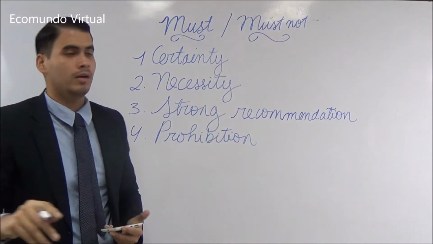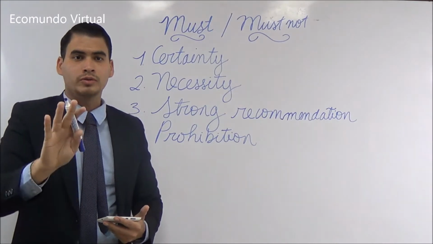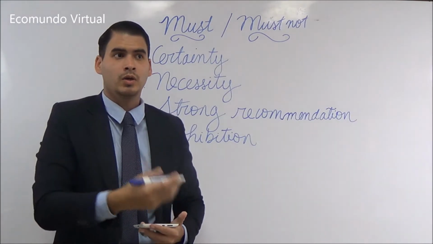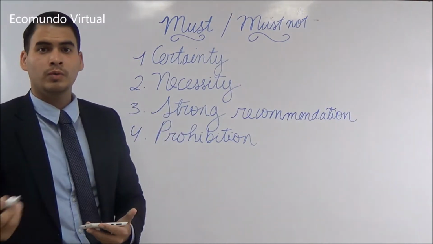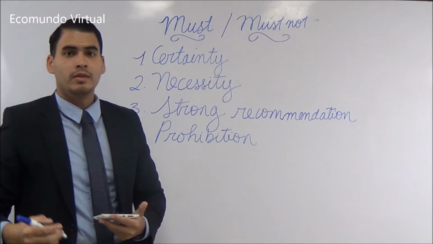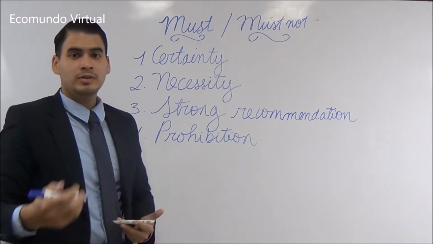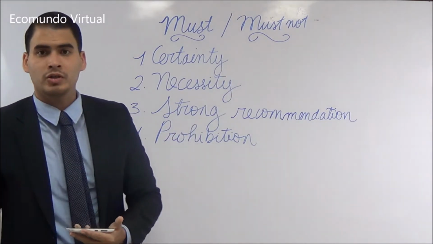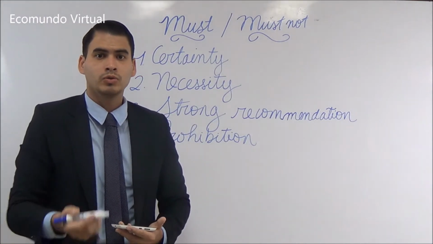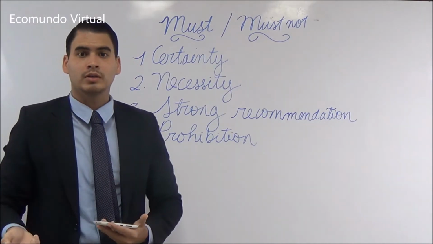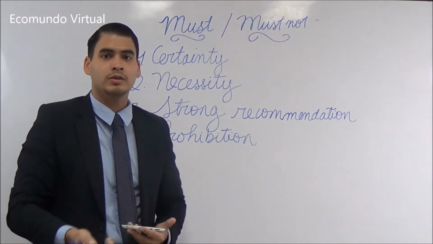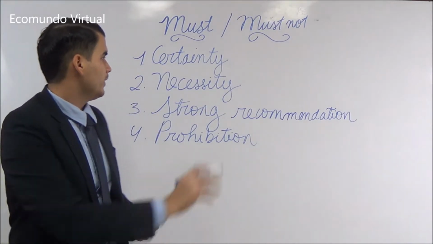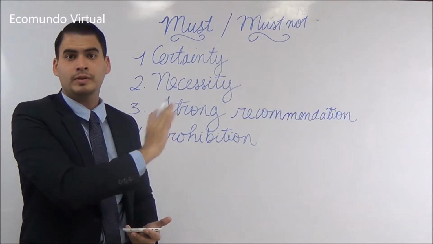So far so good. Now let's make a little review. 4 rules. Number 1, certainty, when we are 100% sure about the things that we are going to do or the things that we speak. The second one, necessity, for things that we need. The third one, for strong recommendations, when we want to recommend something to someone else. And then the rule for mustn't. We use mustn't for something that is forbidden or for a prohibition. Okay? Now, please remember these rules when you have to study.